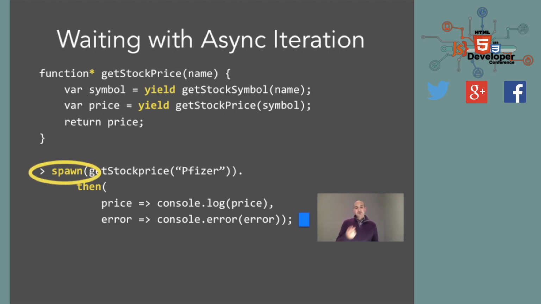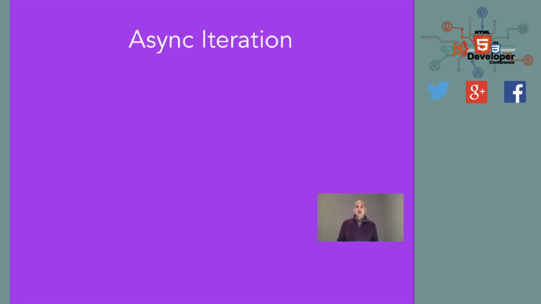So what does this look like? So there's the spawn function, which is the consumer. Let's take a look at how it works. If I was to run this code right now, it's a promise, and it eventually evaluates to the current stock price for Pfizer. So to understand how this process works, let's take a look at a diagram.